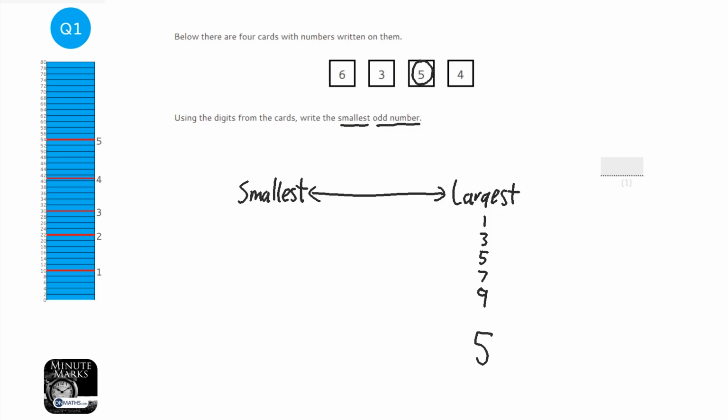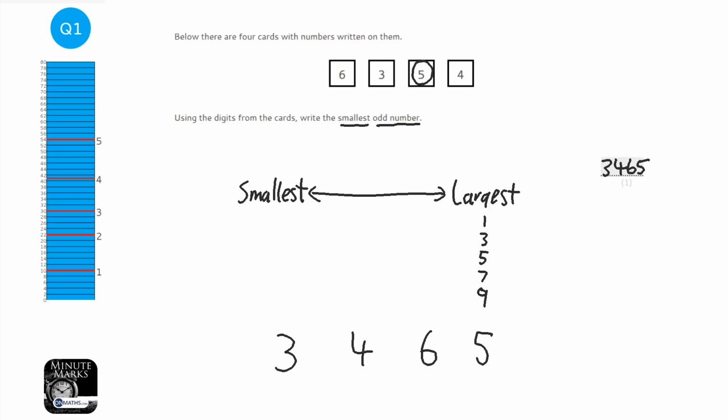Then we need to use up that 6 next. And then the next largest number is the 4, and then 3. So my answer is 3,465. Now always just check to see whether we've answered the question.